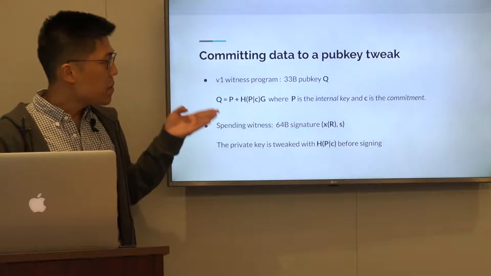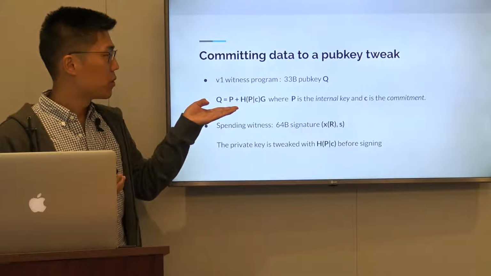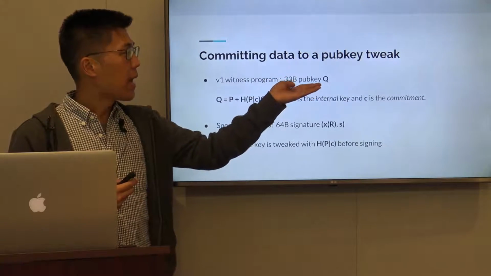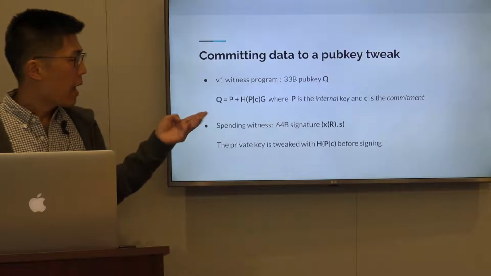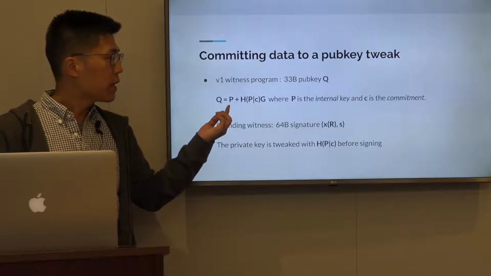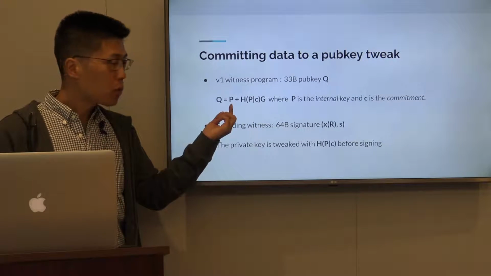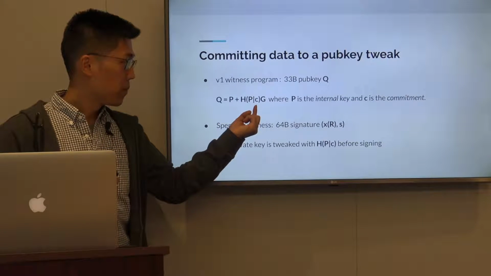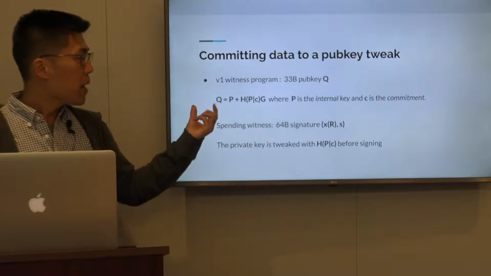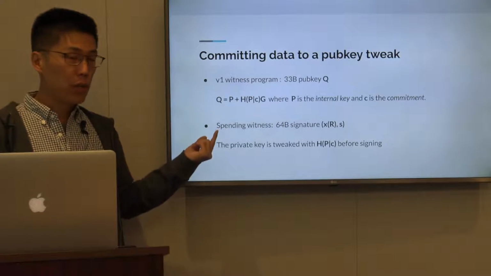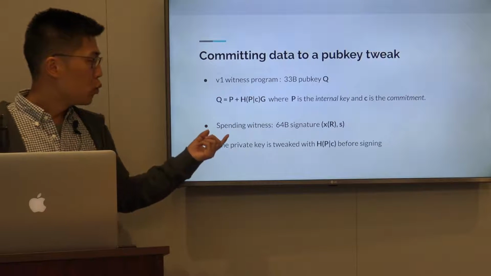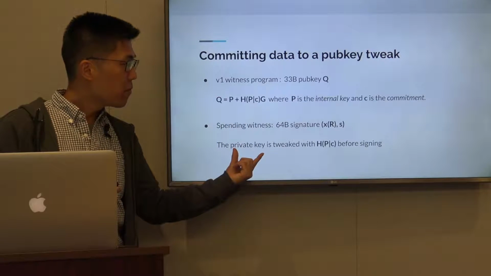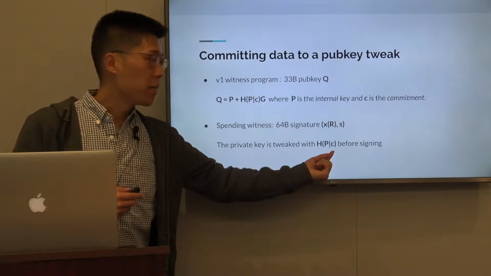So the specific commitment scheme that we use for Taproot looks as follows. We have the version 1 witness program, which contains a 33-byte pubkey. This is the Taproot pubkey. Let's call it Q. And to obtain Q, we first take an internal public key, and we tweak that internal public key by a factor which is the hash of the public key and the commitment. In order to spend this Taproot public key, denoted Q here, we simply need to tweak our private key, which is the private key of the internal pubkey P, by the same factor, which is the hash of the public key and the commitment.